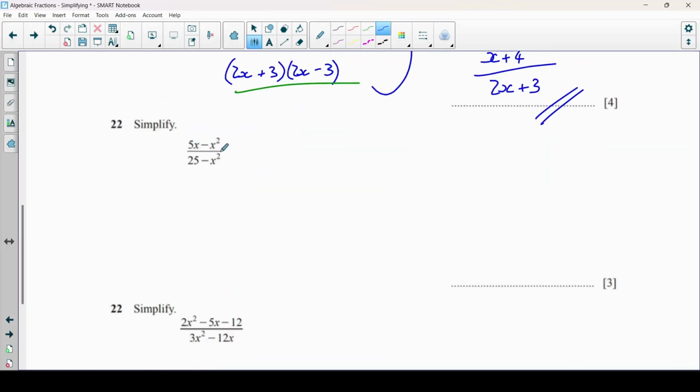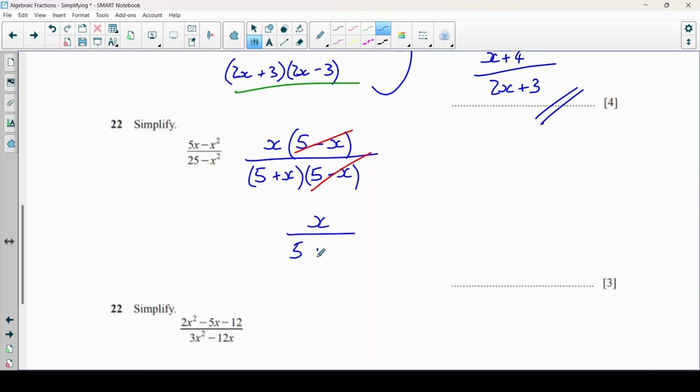Here it looks like the top factorises as a single bracket. I'm going to take x out of both of them. So x bracket 5 minus x, and on the bottom those are both square numbers, so it's the difference of two squares, 5 plus x, 5 minus x. I can divide top and bottom by 5 minus x, leaving us just with x over 5 plus x.